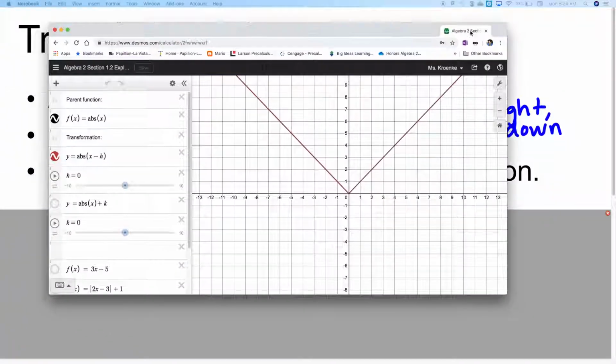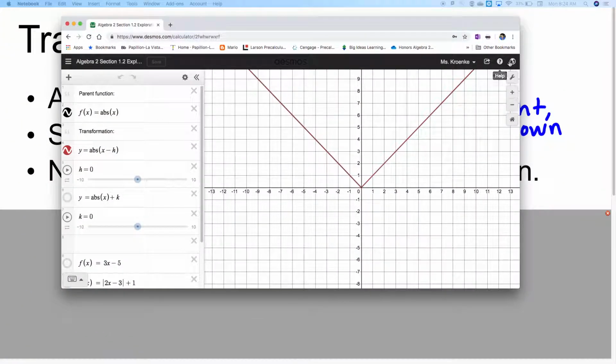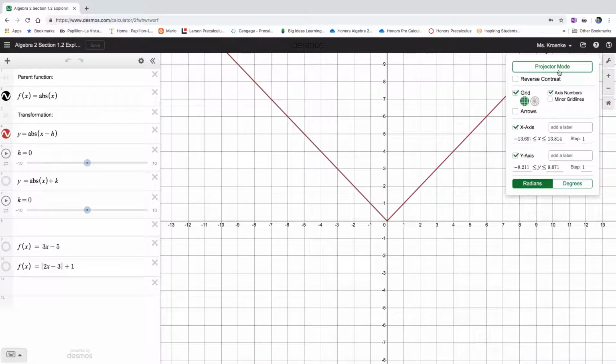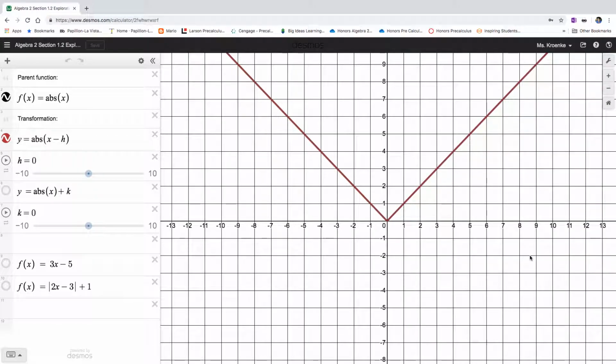Okay, I'm going to pull over a Desmos graph. What kind of family or which parent function is this? Absolute value, because it's a V shape, so this is f of x equals the absolute value of x. I have some different functions, and the first one I'm going to do is f of x equals the absolute value of x minus h.